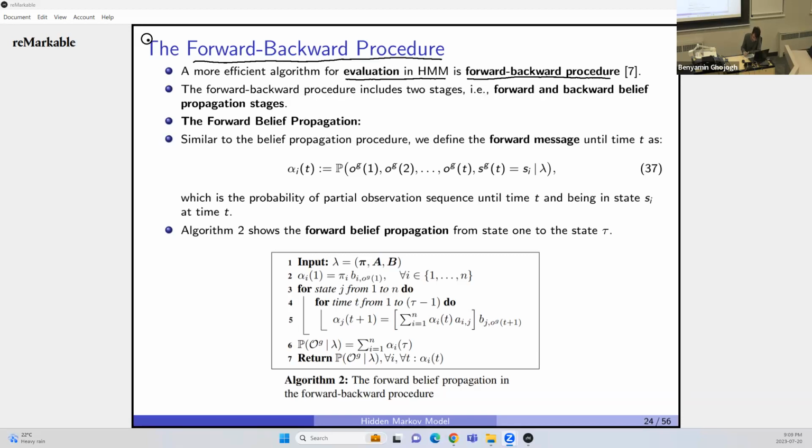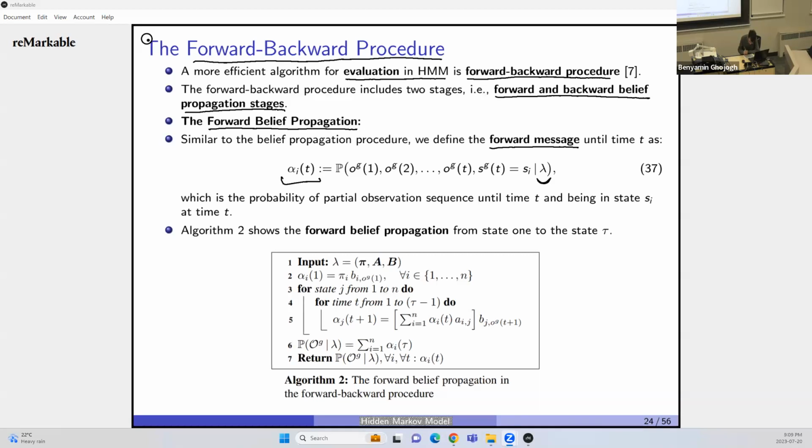It includes 2 stages, forward and backward belief propagation stages. So the forward belief propagation, what does it do? Similar to the belief propagation procedure, we define the forward message until time t. What does it mean? I define this. This is called forward message, alpha i t.